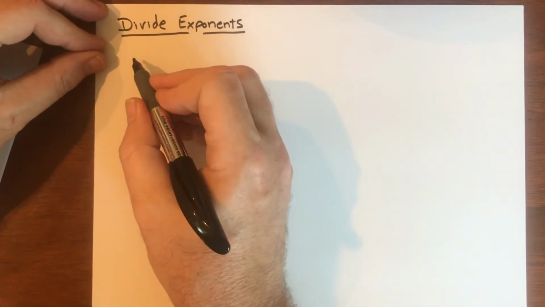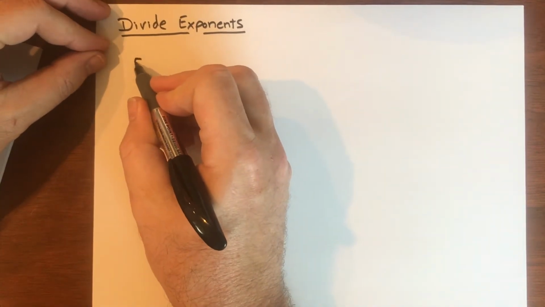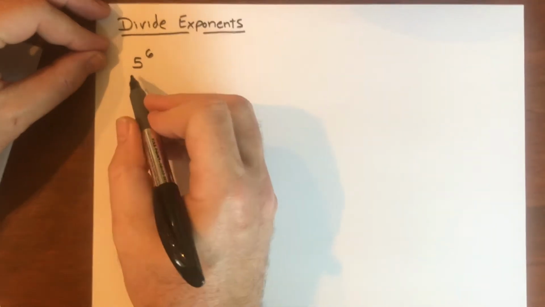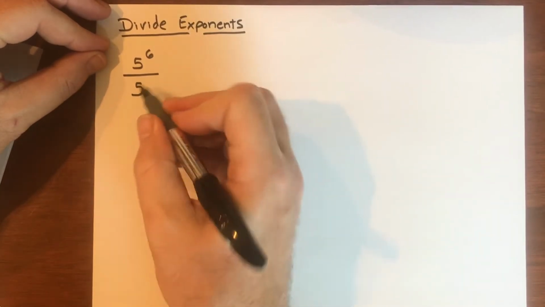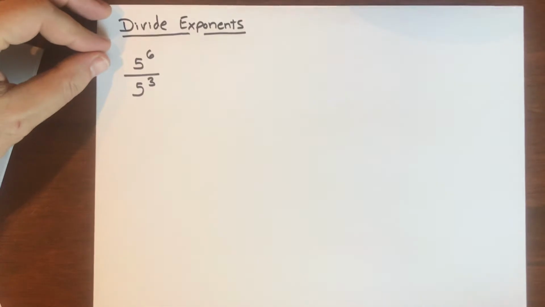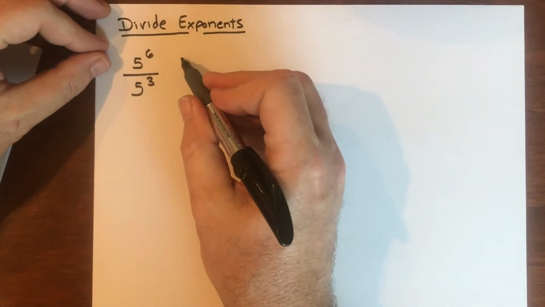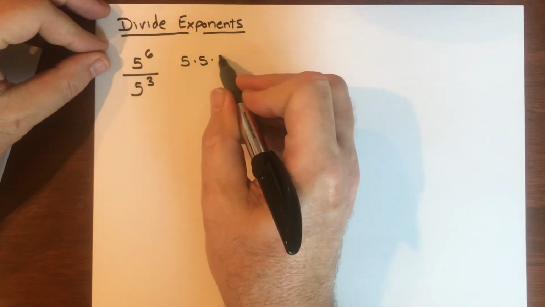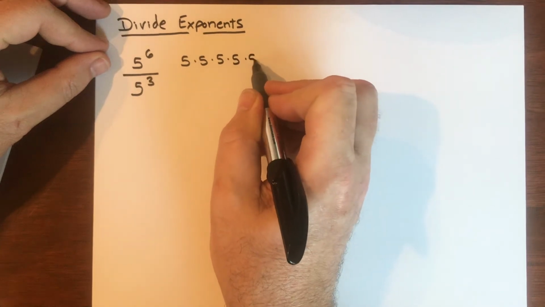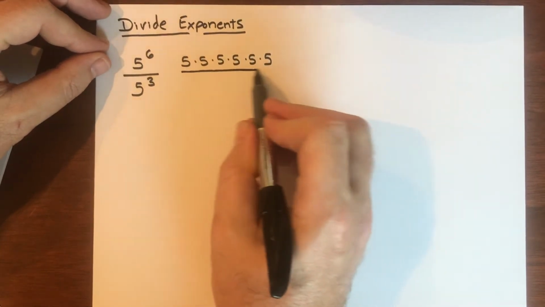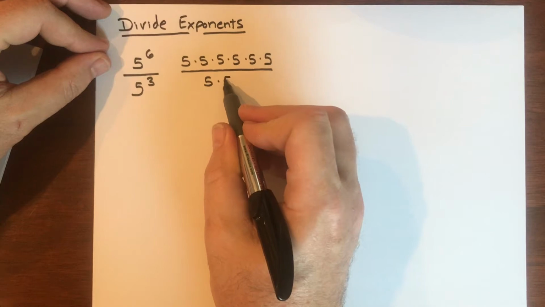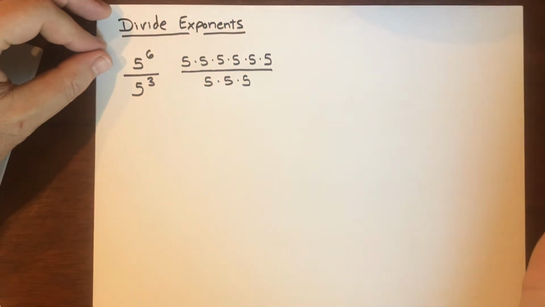I'm going to start with a numerical base. Let's start with 5. Let's do 5 to the 6th power over 5 to the 3rd power. Let's expand it and do the long version. 5 times 5 times 5 times 5 times 5 times 5 over 5 times 5 times 5.